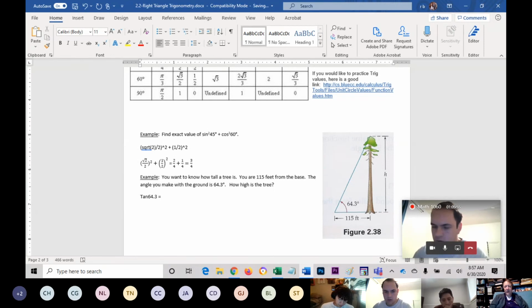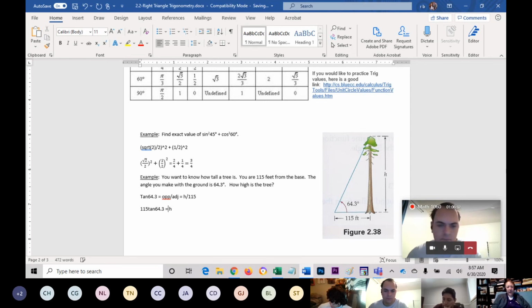Give me the generic formula before we type in the numbers. Right, opposite over adjacent. So the opposite in this case is going to be H, which is the height of the tree, divided by 115. Okay, so how would we solve for H? You'd multiply 115 to the other side. So this becomes 115 times the tangent of 64.3 degrees equals your H. And it's as simple as that.